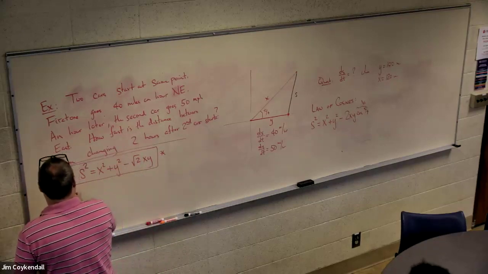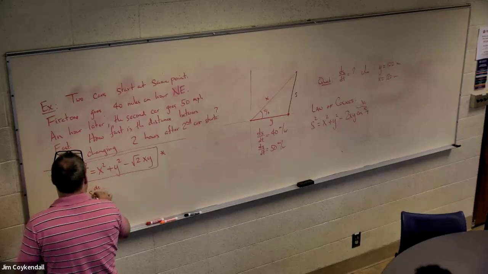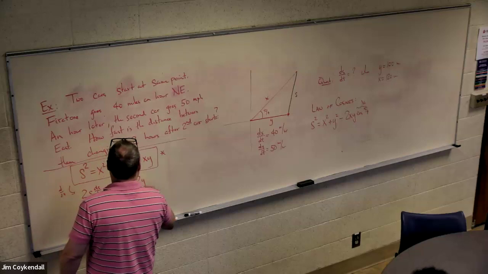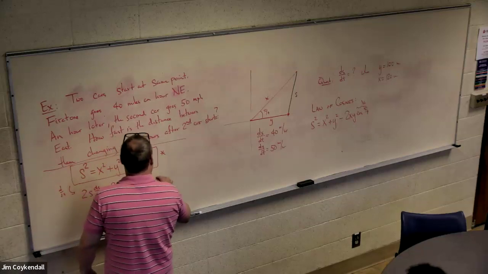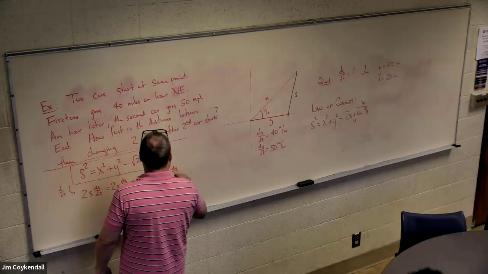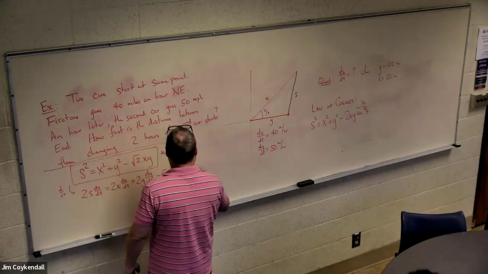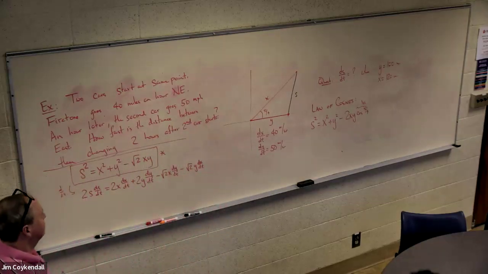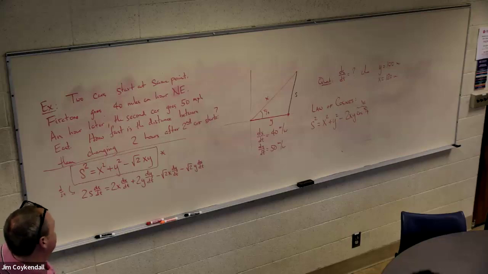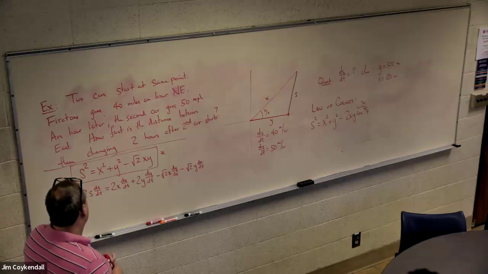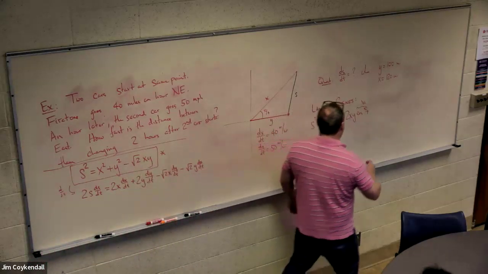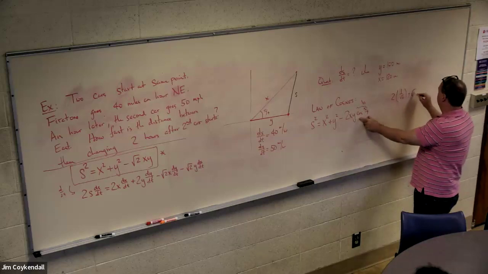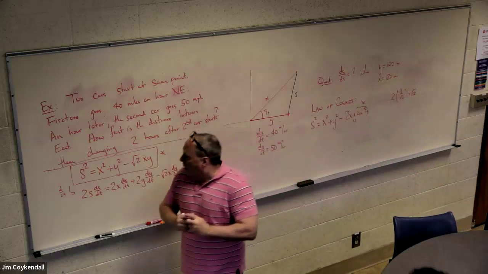So let's take the derivative of this. This is two s ds/dt equals two x dx/dt plus two y dy/dt minus radical two x dy/dt minus radical two y dx/dt. Now, the radical two, it's basically two times one over radical two. For pi over four, it's radical two.